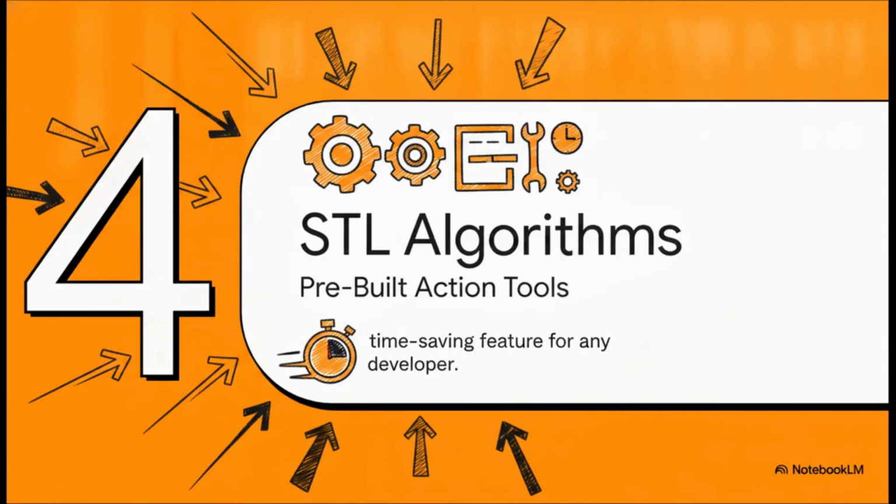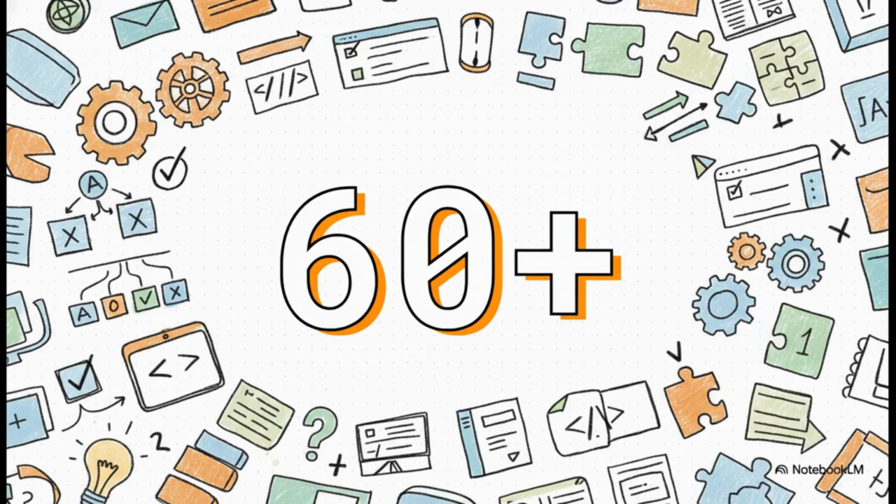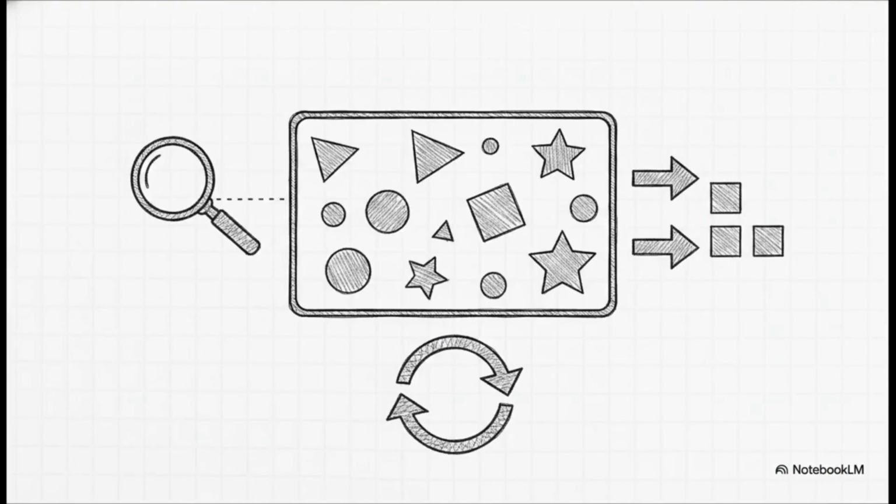All right, Section 4, Algorithms, your pre-built action tools. 60 plus, that is a massive number. The STL doesn't just give you 2 or 3 basic functions to play with. It provides a massive library of over 60 predefined, highly optimized algorithms that are just waiting and ready for action. Instead of sitting there writing complex sorting logic from scratch and, let's be real, inevitably creating bugs, you just call these built-in algorithms. Need to arrange data? Just call sort. Need to find something? Use binary search. Need to shift elements around? Use rotate. A single line of code literally replaces hours of frustration.